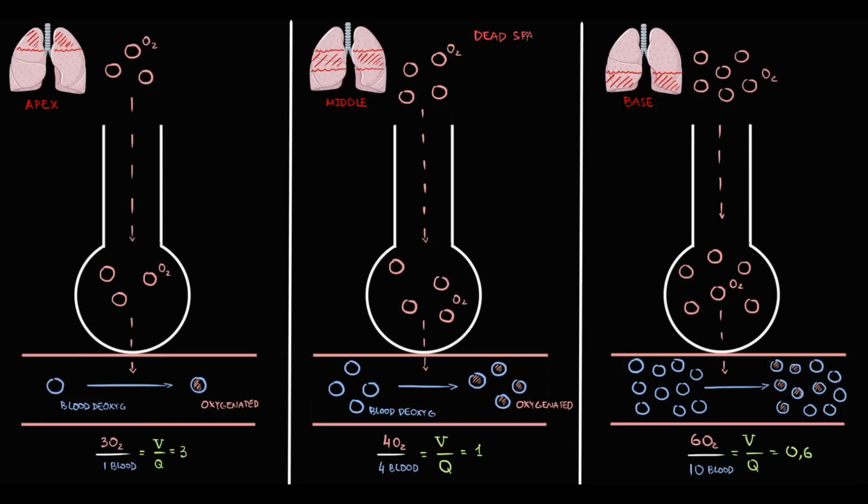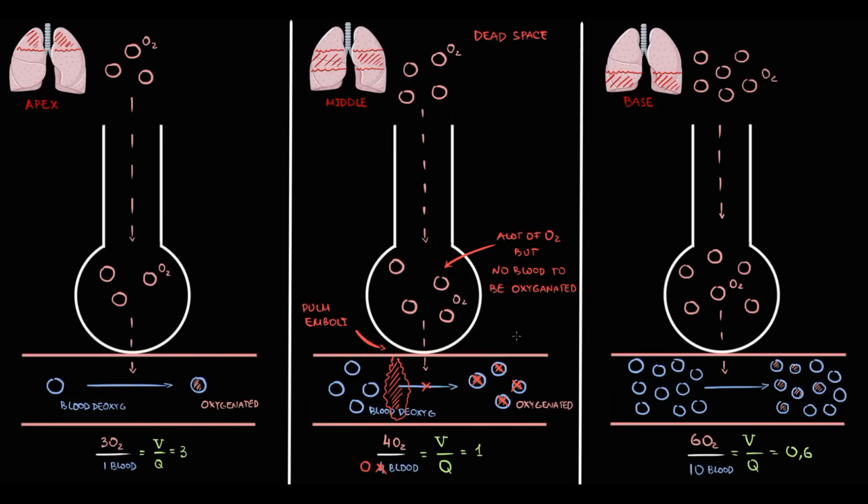The third scenario is formation of dead space, when the VQ ratio becomes infinite. Dead space forms when some factor obstructs blood delivery to the alveoli. Let's suppose that pulmonary emboli cause full obstruction of the capillary. Ventilation is not affected here, but with full obstruction of the capillary, there will be no perfusion, and as a result, there will be no oxygenation of blood. So, in this case, instead of 4 blood units, we have 0, which creates an infinite VQ ratio. We have a lot of oxygen units, but no blood units to pick up oxygen, and exactly this state we call dead space.